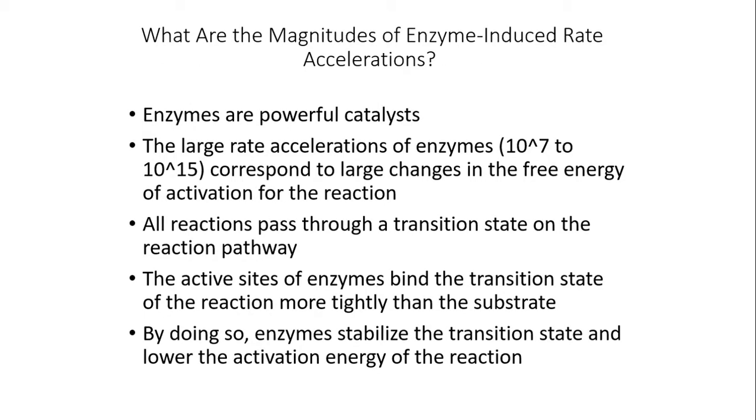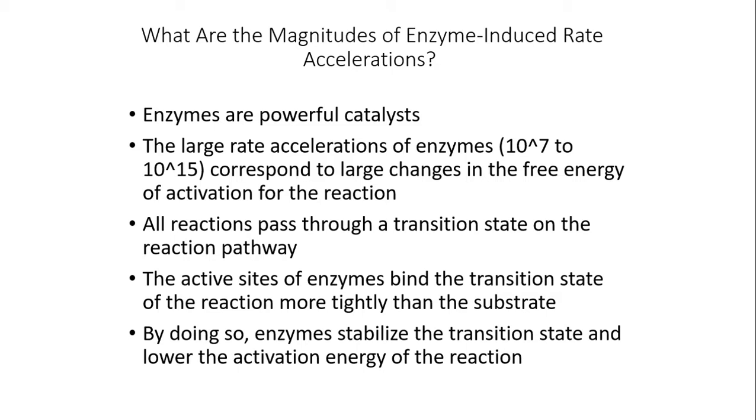So enzymes are powerful catalysts. So what is a catalyst? A catalyst is a molecule, or in this case a protein, that increases the rate of the reaction and is not consumed in that reaction. So they are powerful catalysts. We will be calculating the catalytic power, and that is basically the ratio of the catalyzed rate of a reaction to the uncatalyzed rate of the reaction. The large rate enhancements of enzymes range from 10 to the 7th to 10 to the 15th.